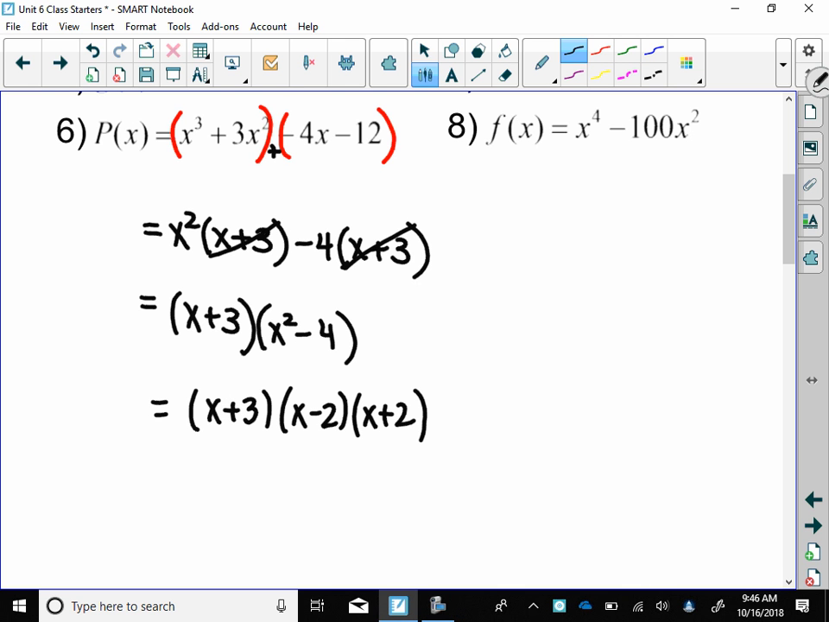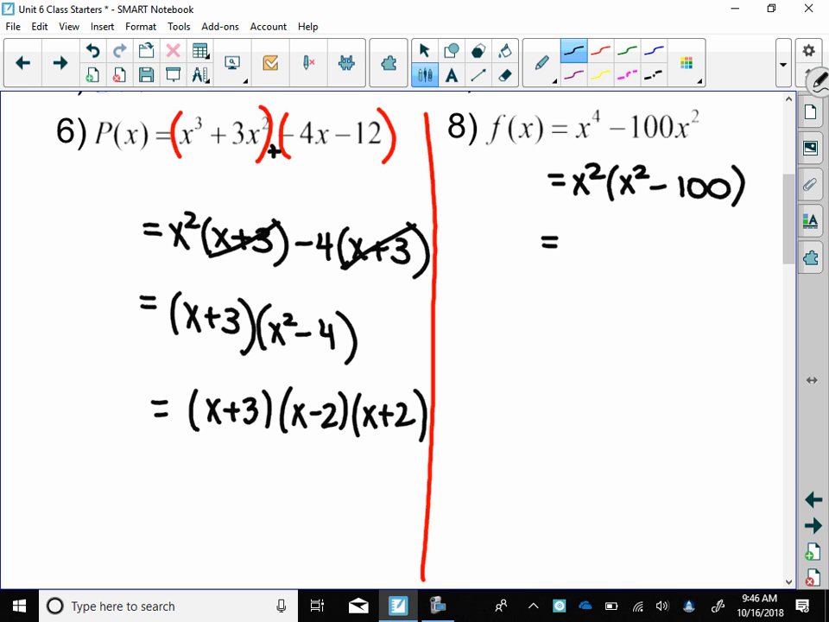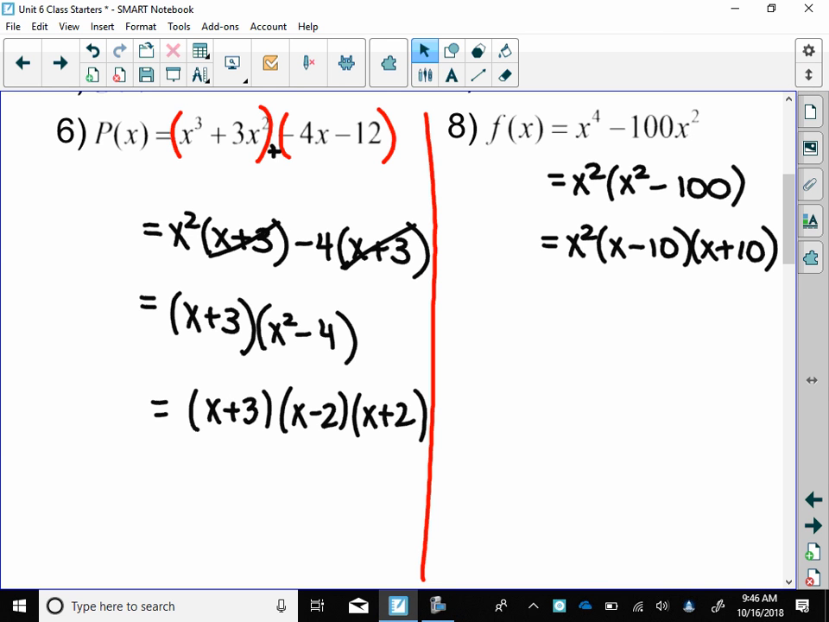All right, and then finally, number 8, you have a GCF, and you're left with x squared minus 100. And so that would factor into x minus 10 and x plus 10. Good. All right, any questions on your class starter? Good. All right, then let's go to your homework.